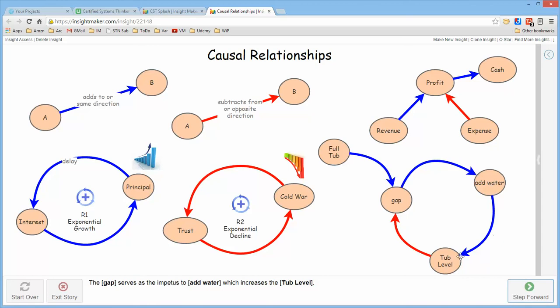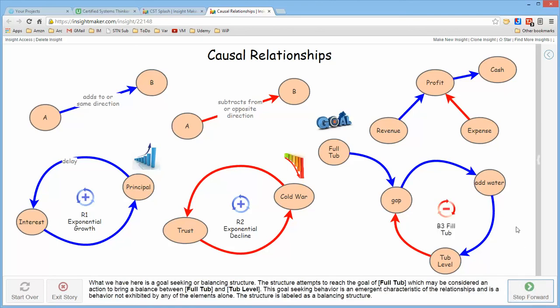And the add water causes the tub level to increase, which decreases the amount of the gap. And once the action actually causes the tub level to reach the goal, the gap becomes 0. And there's no more, and you don't add any more water. This is referred to as a goal-seeking structure, and the structures are labeled so that it helps other people get a sense of the intent of the structure overall simply by looking at the label.